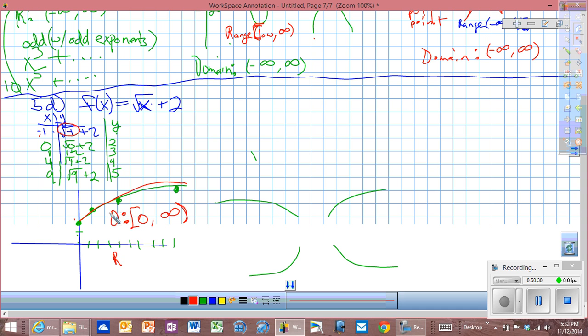My range, sorry that my D's don't hardly look like D's. My range, how high did it start? What was the lowest number it started with? Here it started at 2. Did I actually get out 2? Yeah, I actually got out 2, so that gets to go in for my range. And it gets a square bracket because of that 2. Does it go up or down forever? This one goes up, so it goes to positive infinity.